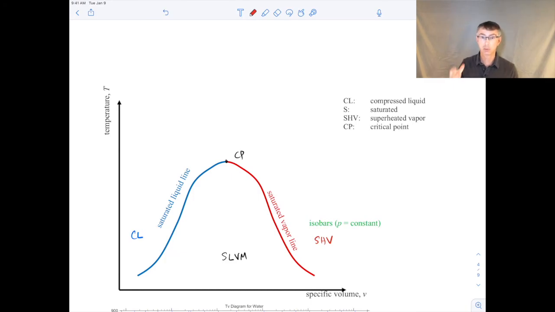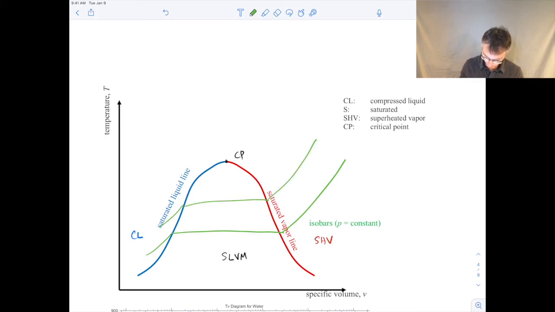So on the previous one, where it was a PV plot, I drew isotherms, lines of constant temperature. Here in the TV plot, I'm going to draw isobars, which are lines of constant pressure. So those will look like the following. So these are typical sketches of isobars, where the pressure is a constant. Okay, and as you go this direction, pressure increases.